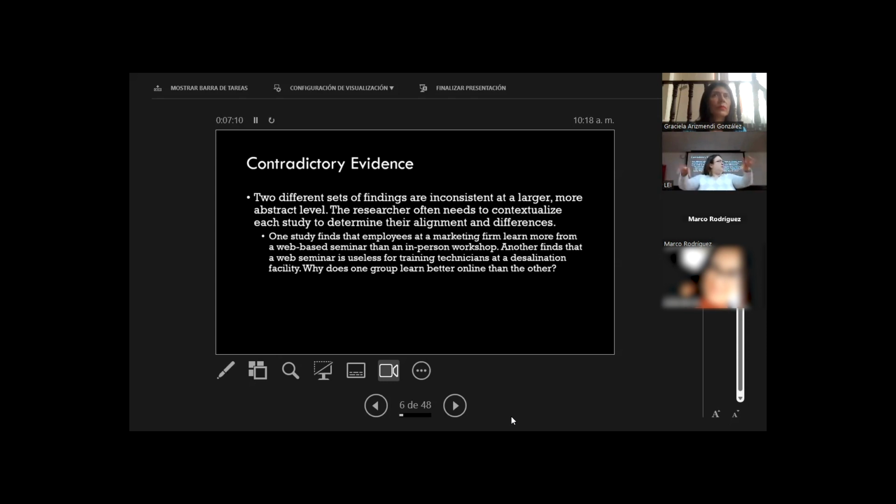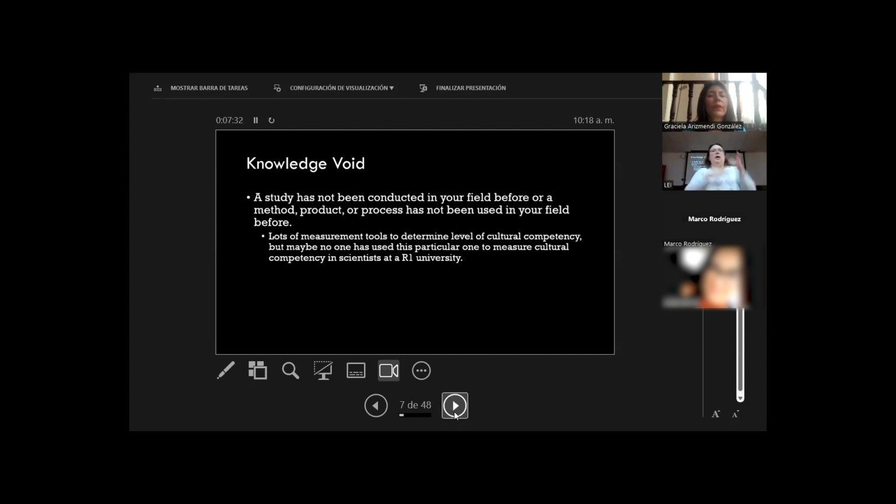I think, Shelley, your example might be an excellent one of this, right? If we're looking at writing in school and writing outside of school, right? Do those findings hold together at a more abstract level, or do we have to figure out, well, what are the differences between writing at home whenever we're trying to work on our writing and writing in our classroom? Okay, go for the next one. There's a knowledge void is another example.